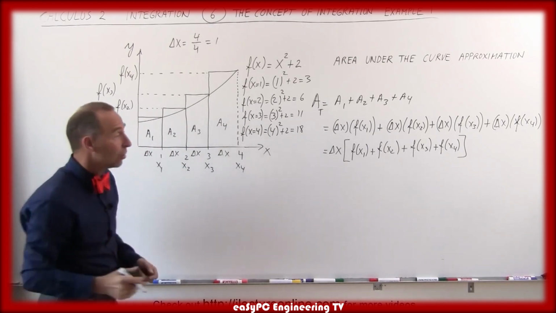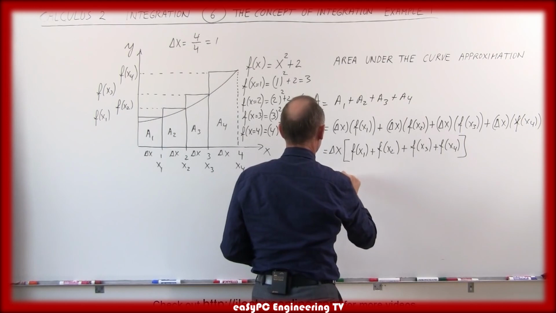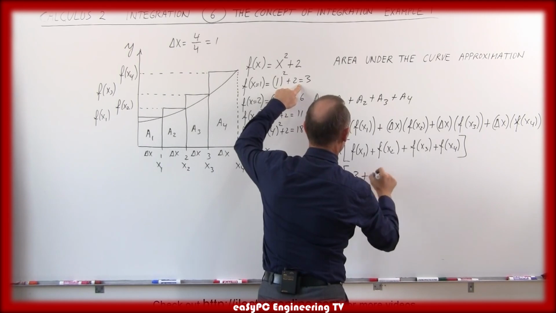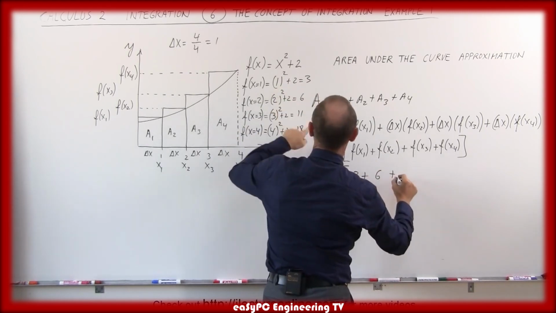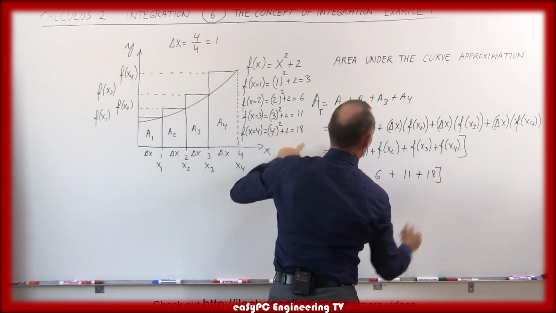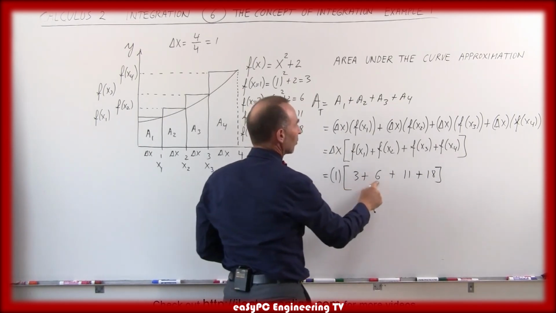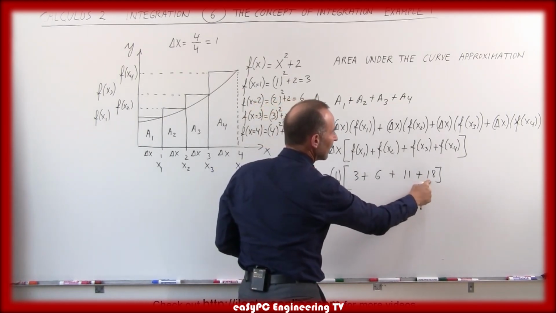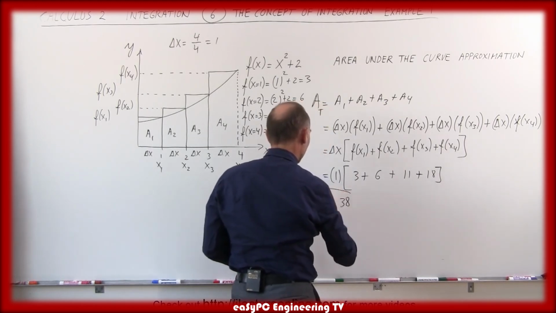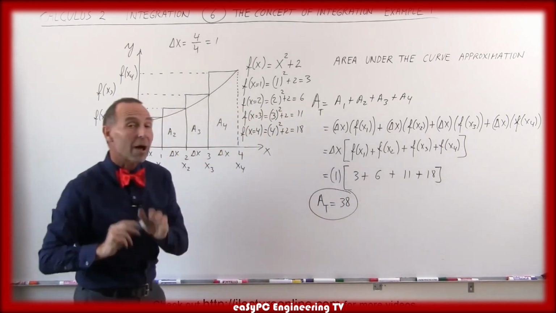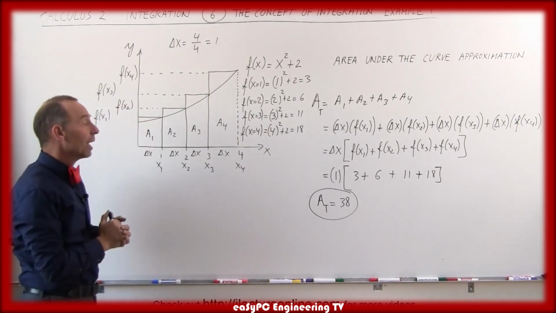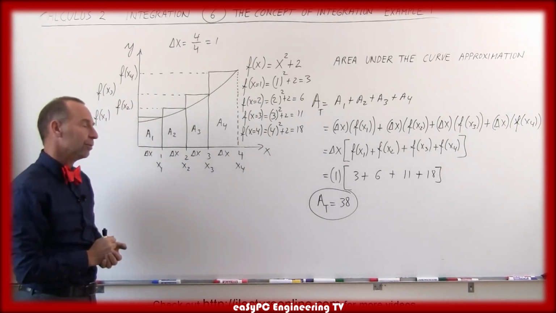And we also now know the width, so let's go ahead and plug that in. So this is equal to 1 times the height of the first rectangle, which is 3, plus the height of the second rectangle, which is 6, plus the height of the third rectangle, 11, plus the height of the fourth rectangle, 18. Finally, when we add all those together, 3 plus 6 is 9, plus 11 is 20, plus 18 is 38. So the total area of all the 4 rectangles equals 38, which is approximately equal to the area underneath the curve. I'm sure it's less than that, but it's a fairly good approximation.